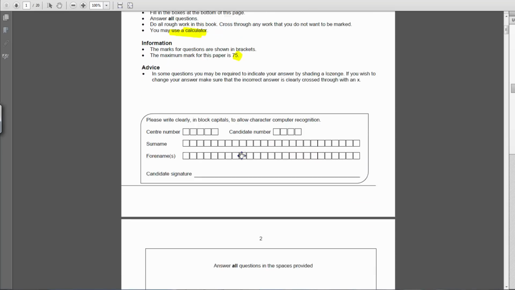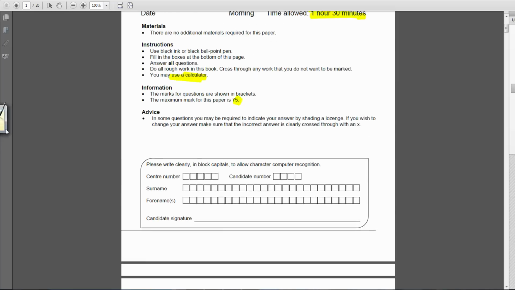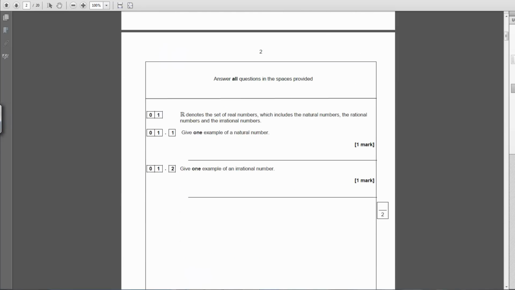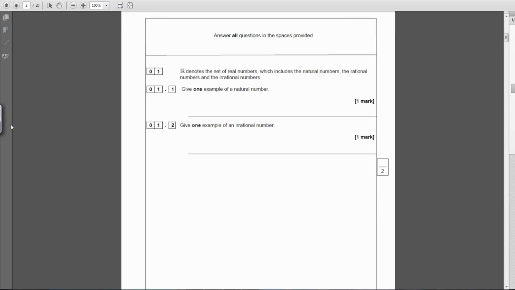So if we begin by answering the first question, I can't pretend to not know the first question, because this is one of the things I had to look up. So, ℝ denotes the set of real numbers, which include the natural numbers, the rational numbers, and the irrational numbers. So part of the course is looking at numbering systems and sets of numbers, and so the real numbers include other sets, but sort of fractions.